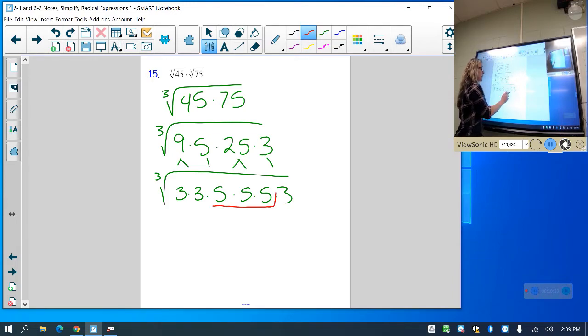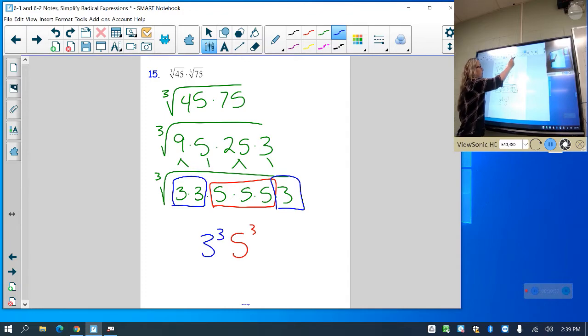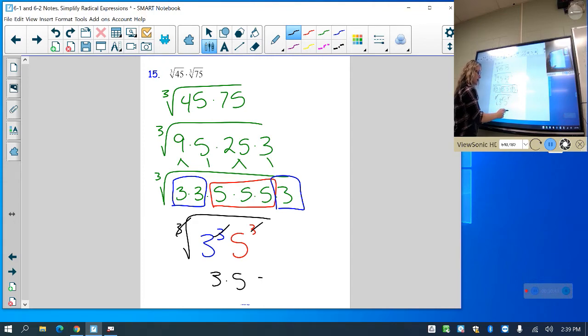Well, 5 times 5 times 5 is 5 cubed. 3 times 3 times 3 is 3 cubed. So I have the cube root of 3 cubed and 5 cubed, which cancels. And I'm left with 3 times 5, 15.